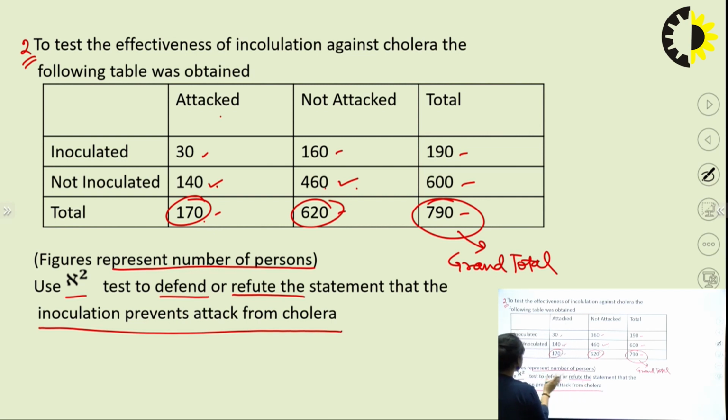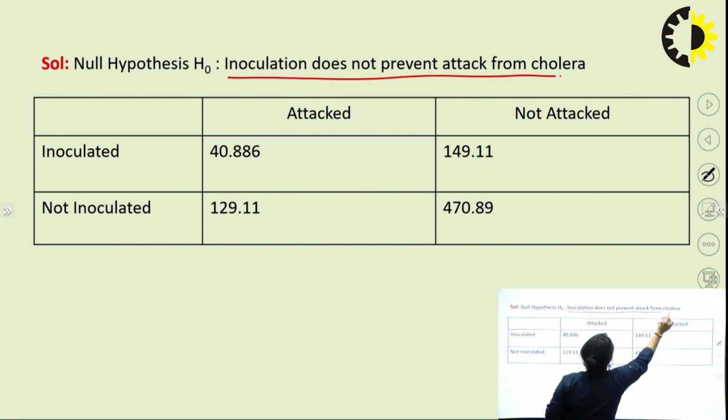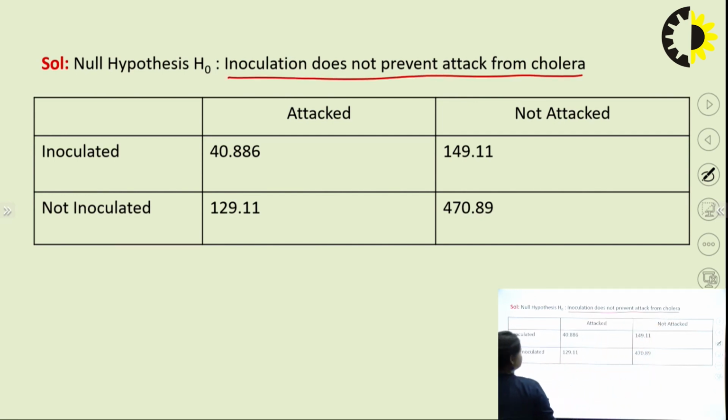So we will consider a null hypothesis from the statement itself. What we require to check is what we use as our null hypothesis. Since we are required to check whether inoculation prevents attack from cholera or not, this will be our null hypothesis: that inoculation does not prevent attack from cholera.